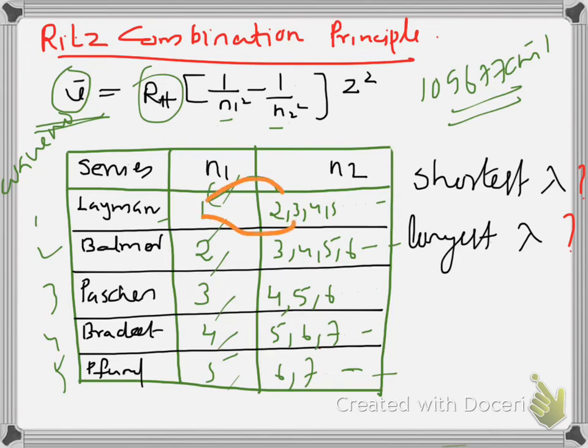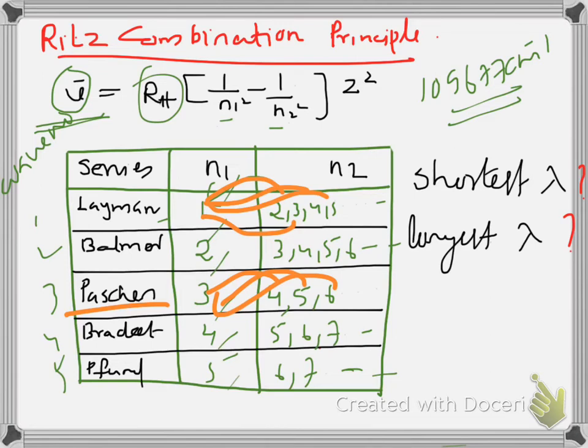Second line is 3 to 1. Third line is 4 to 1. Fourth line is 5 to 1. What is n1 and n2 for the third line of Paschen series? Paschen means this series. Here 4 to 3 is the first line, 5 to 3 is the second line, 6 to 3 is the third line. This is the way how we can determine n2.